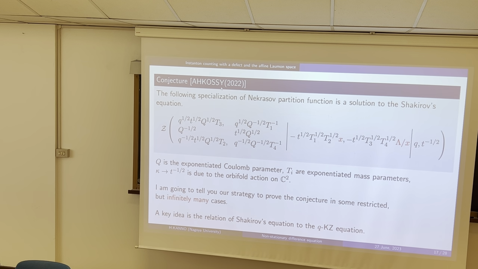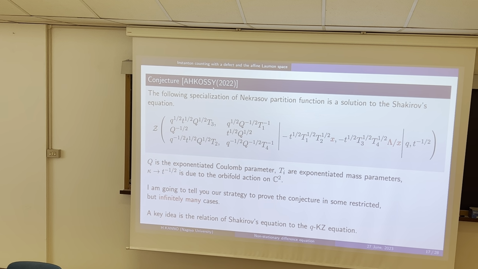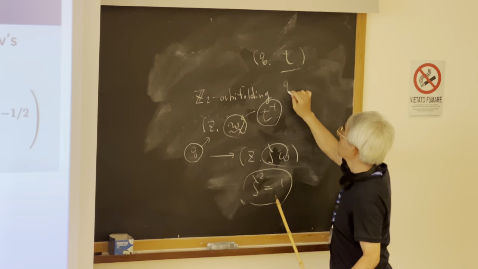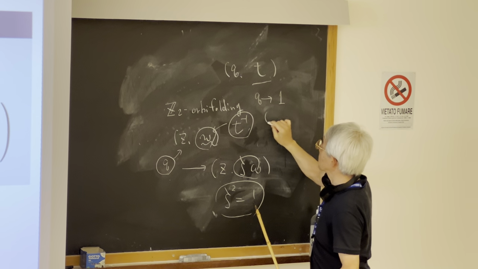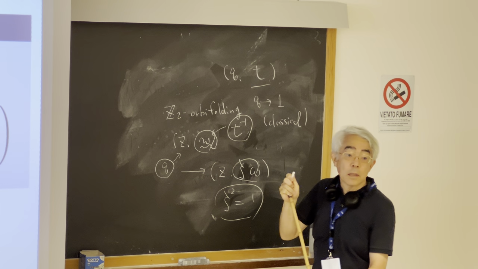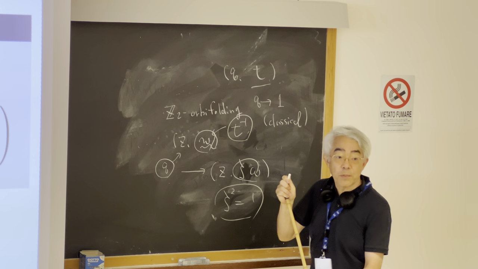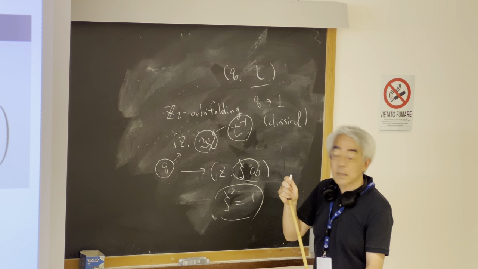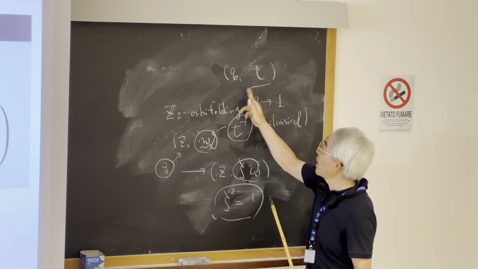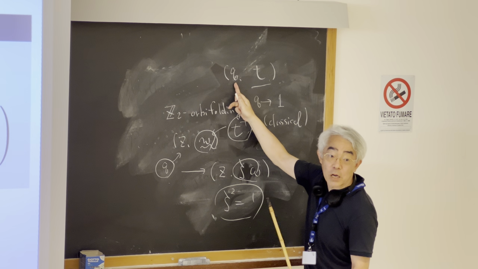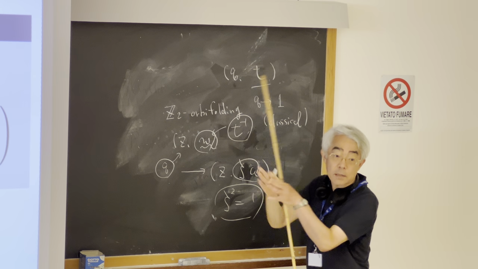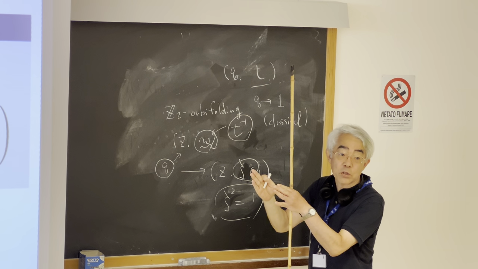As I first said, we have two parameters, Q and T, and I believe Q goes to one is classical. So from the viewpoint of q-Painlevé, the first Omega background plays the role of quantization parameter, and the second defines the time scale of the non-autonomous system.